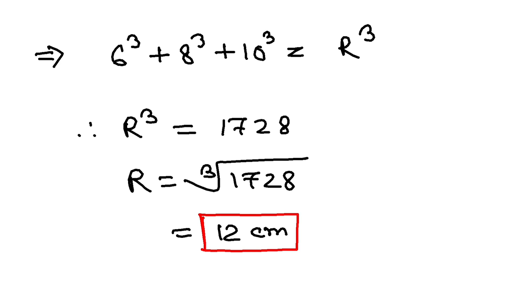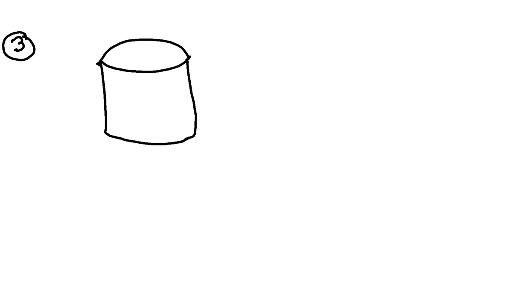Alright, so this is question number 2. Now let's go to question number 3. Alright, so in question number 3, they are talking about a deep well, cylindrical of course. So there's a deep well and this deep well has a height of 20 meter and its diameter is 7 meter.